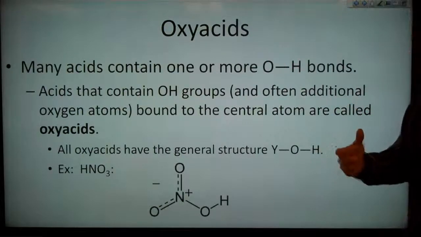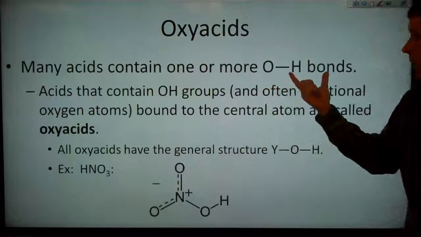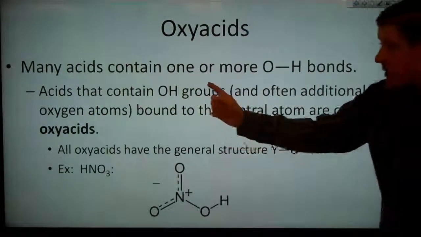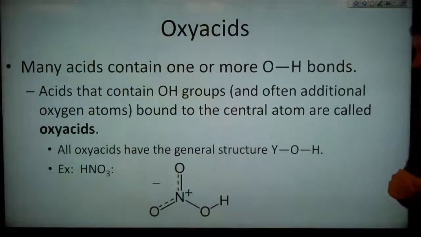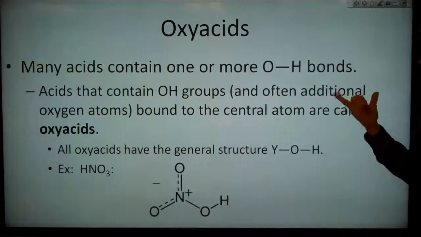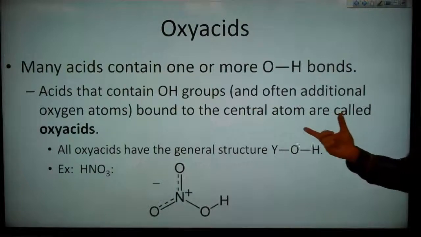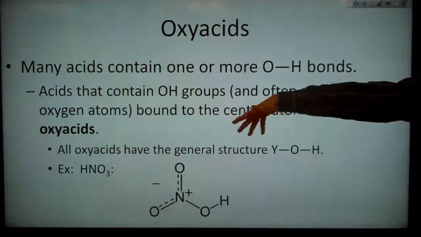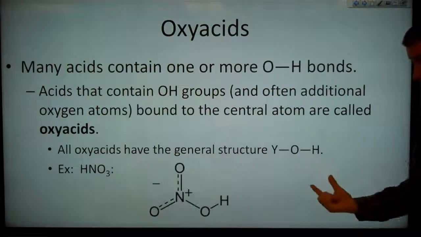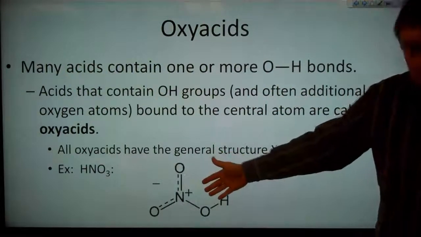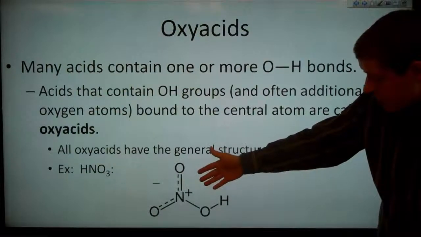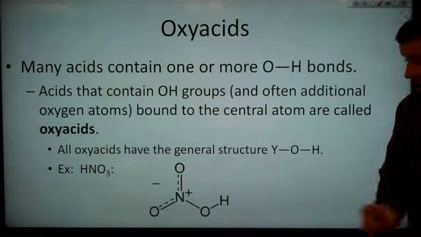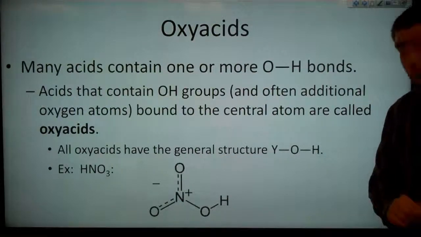So oxyacids are acids that contain one or more oxygen-hydrogen bonds. So acids that contain OH groups and often additional oxygen atoms bound to our central atom. These are what we call oxyacids. So all oxyacids have some general structure like YOH, where we have something like nitric acid, and we have our nitrogen atom in the middle bonded to 3 oxygen atoms, one of which is bonded to our hydrogen atom.